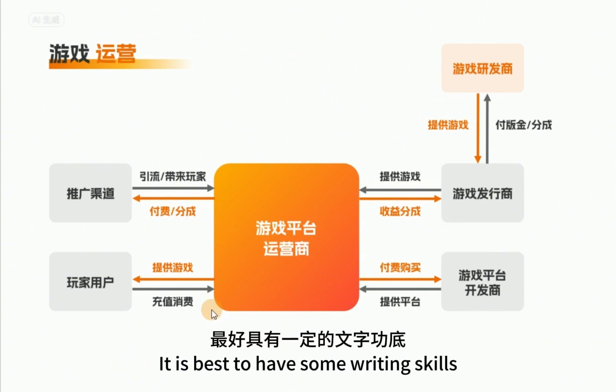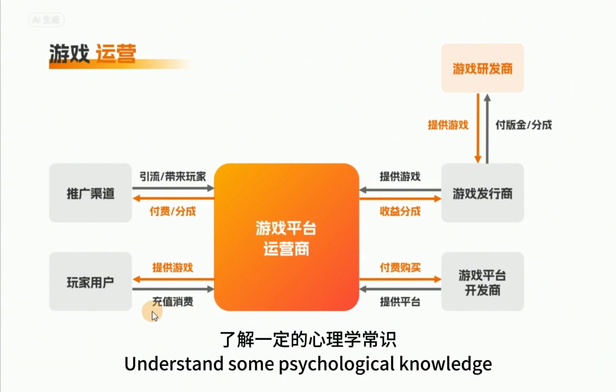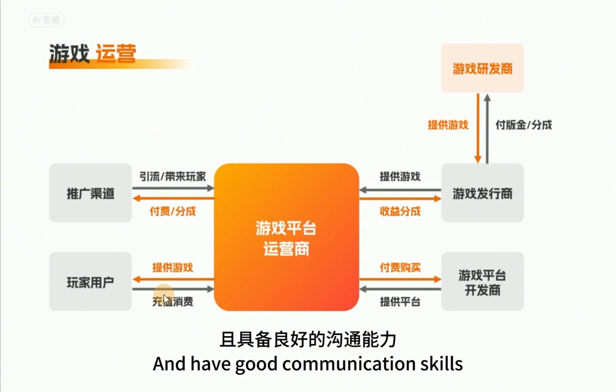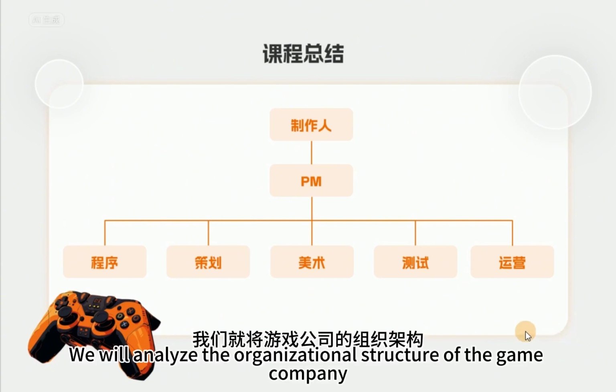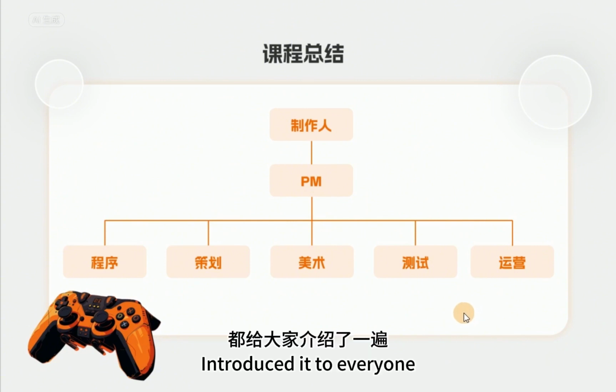Game operation requires that you have some writing skills, good data analytics skills, understand some psychological knowledge, master a certain marketing strategy, and have good communication skills. So far, we have analyzed the organizational structure of the game company and job responsibilities and introduced it to everyone.